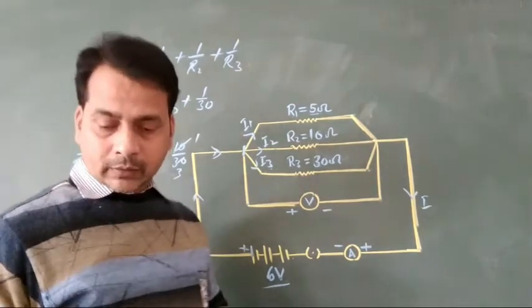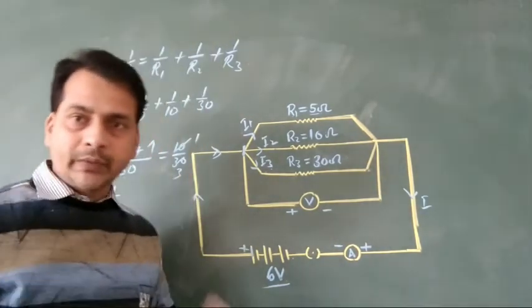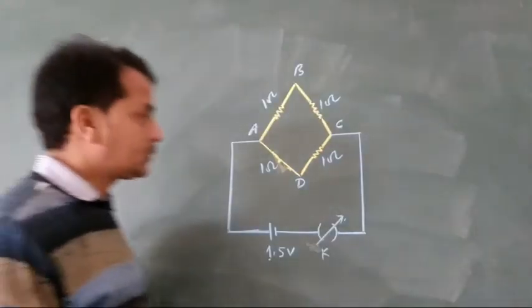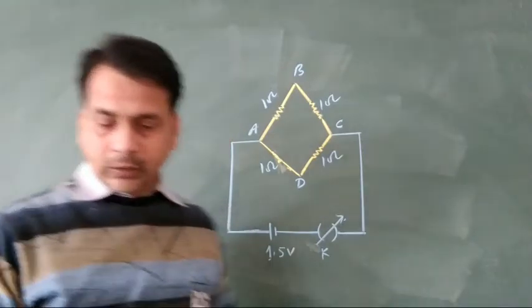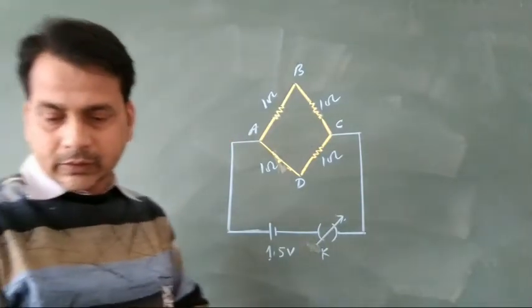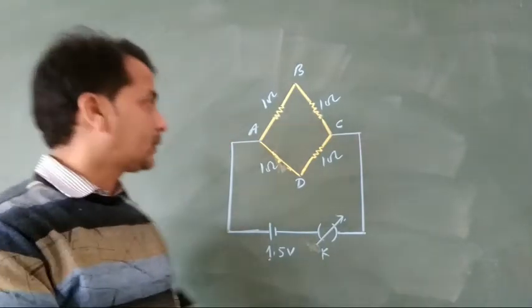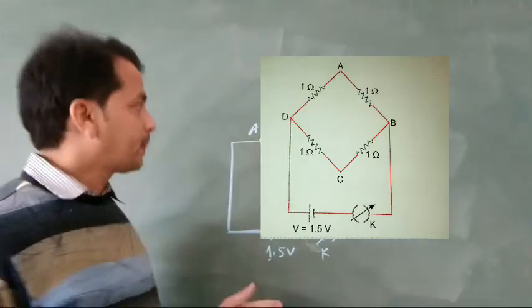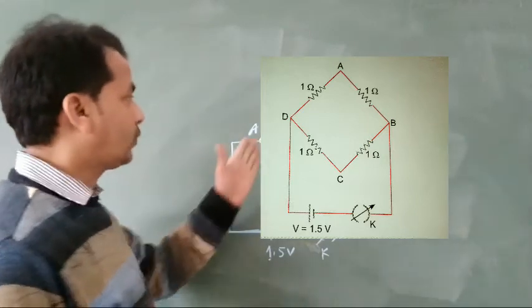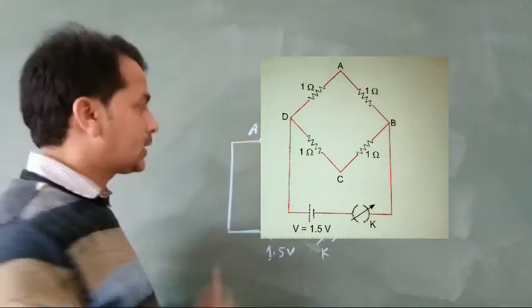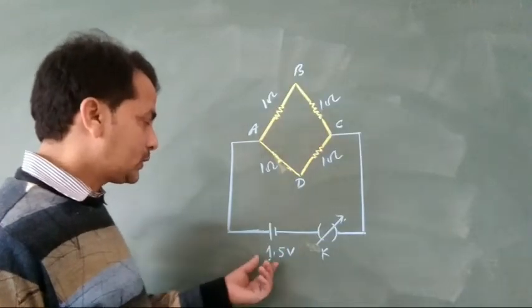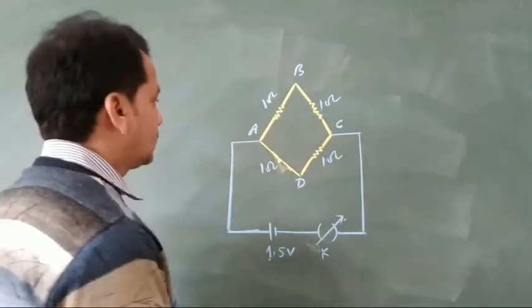So the next question in this video. Question: calculate the effective resistance in this figure. Here 4 resistors are used in this circuit, and the voltage is 1.5 volt.